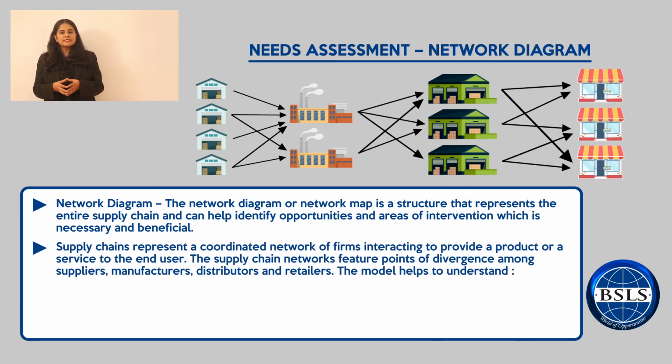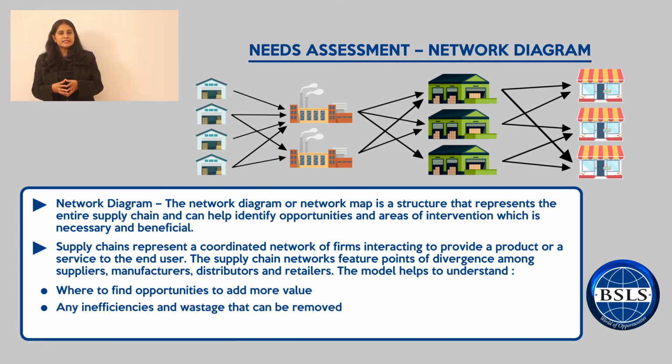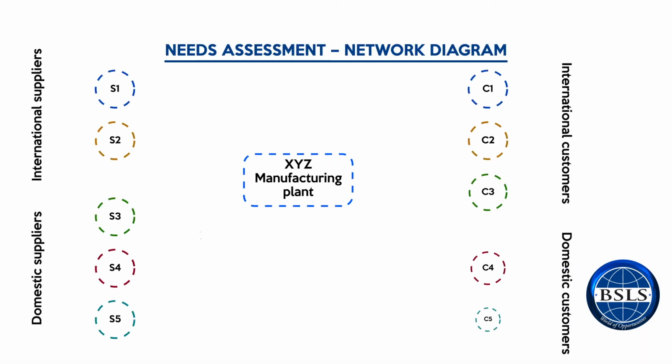Supply chains represent a coordinated network of firms interacting to provide a product or a service to the end user. The supply chain network features points of divergence among suppliers, manufacturers, distributors, and retailers. The model helps to understand where to find opportunities to add more value, any inefficiencies and wastage that can be removed from the supply chain, and analyze and optimize the supply chain flow. Understand the network diagram in detail.